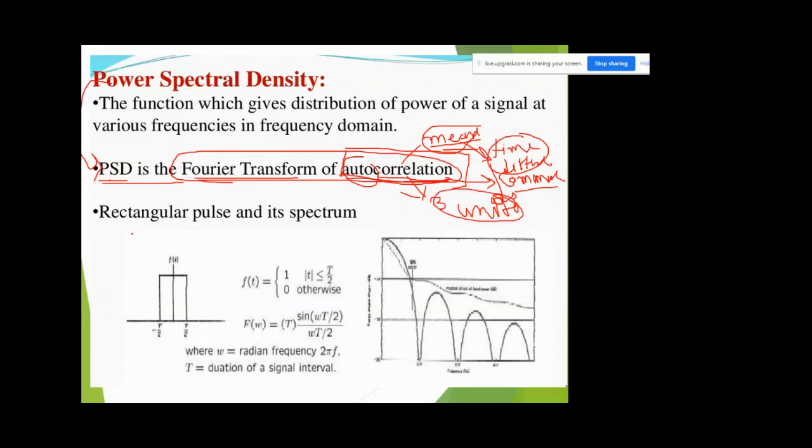Now let us consider the rectangular pulse and its spectrum. This is the rectangular pulse. First, we can consider one of the pulses. For example, if you have a signal like 1, 0, 1, this first pulse we are considering.